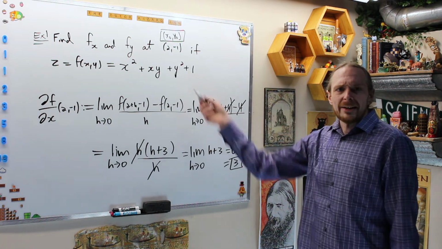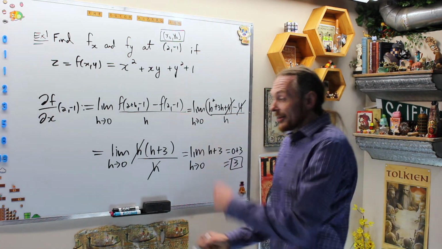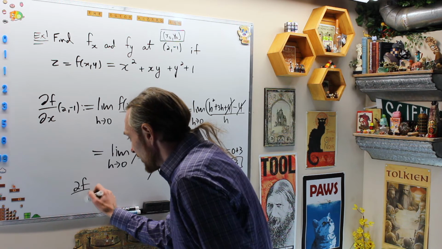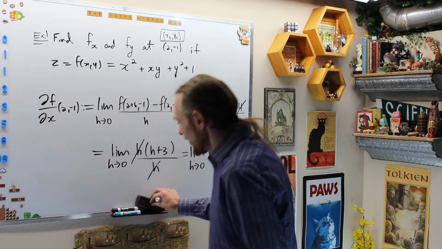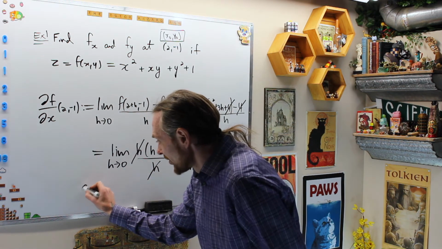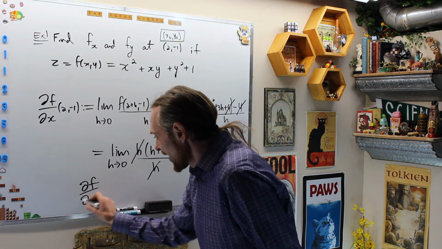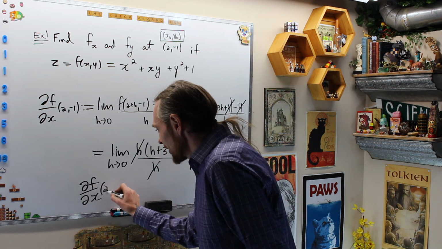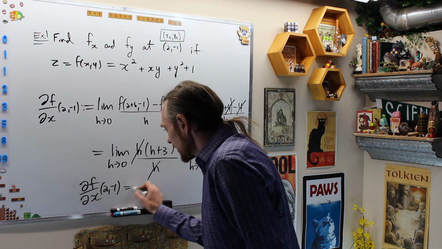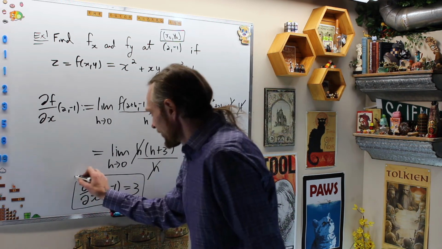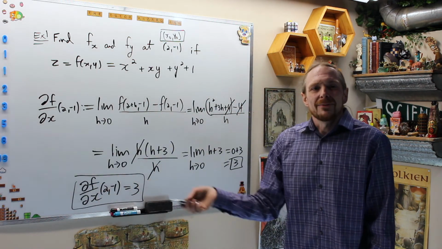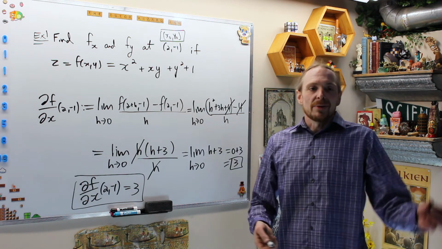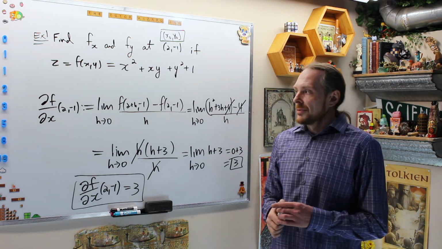That's a horrible calculation. I don't like the definition either. That says the partial derivative, not a 2 derivative, 2f. Start at the bottom for your symbol. The partial derivative of f with respect to x at the point (2, negative 1) is 3. Remember, it's a number. It's the rate of change of that function in the direction of x.